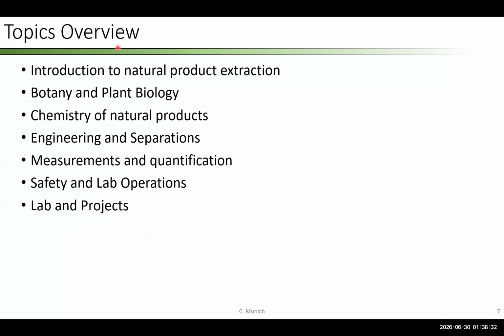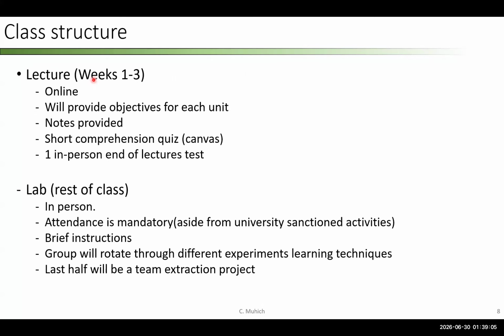To this end, we will be talking in our first module about natural products and touching upon their extraction. We'll then go into botany and plant biology. We'll talk about chemistry and then engineering and separations. We'll talk about measurements and quantifications of analytical tools and substances before talking about safety in lab operations. The last half of the class, like I said, will be in terms of labs and our project.